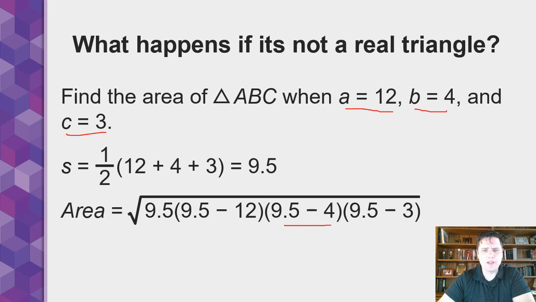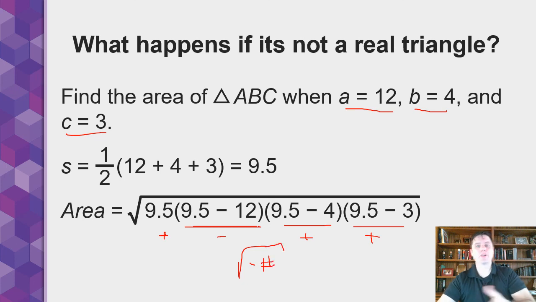This is fine. This will yield a positive number. This will yield a positive number. But notice here, this will yield a negative number. And when you take that negative number and you multiply it by 3 positive numbers, what are you going to get? Well, a negative times all the rest of this is going to make it negative. And so you're going to have a square root with a negative number underneath here. And what does that mean? Well, it's an imaginary number. In other words, it's not a real triangle. Okay, it's not a real triangle. You will not be able to get an answer.